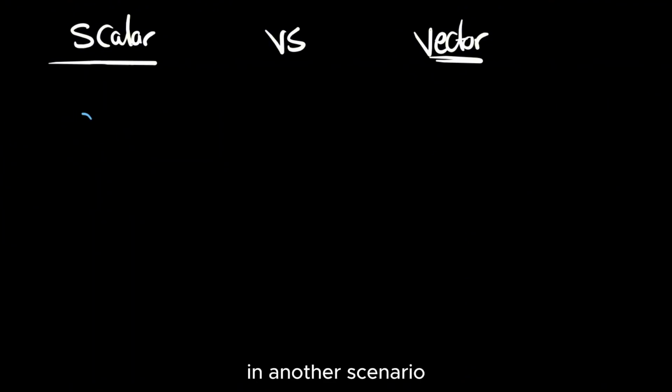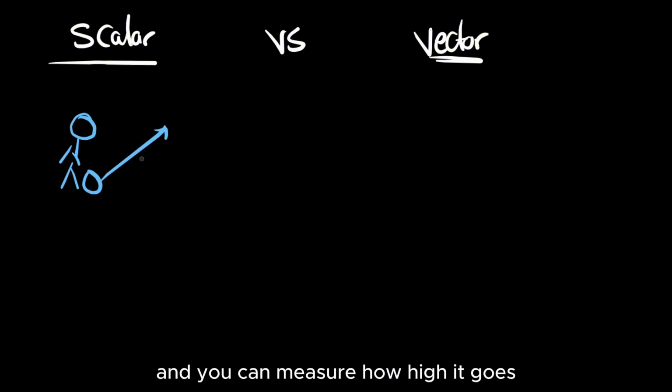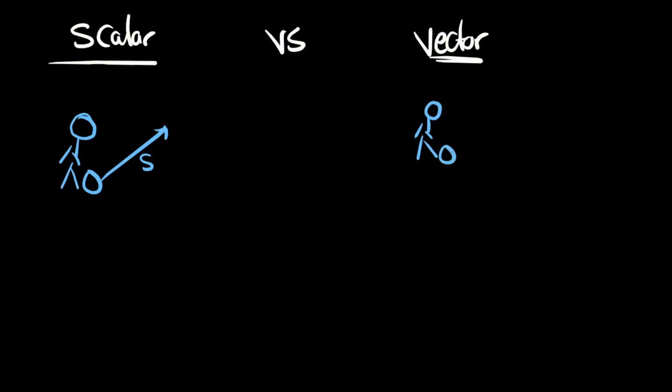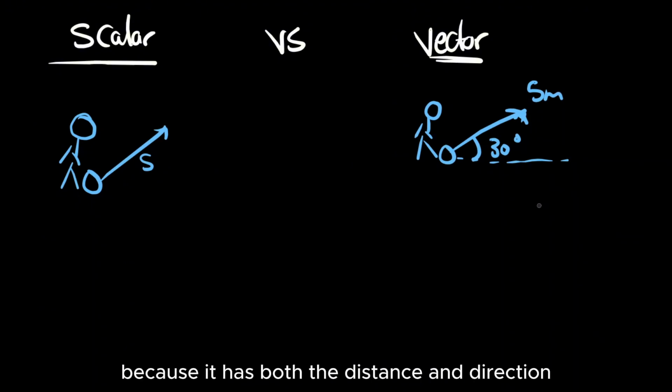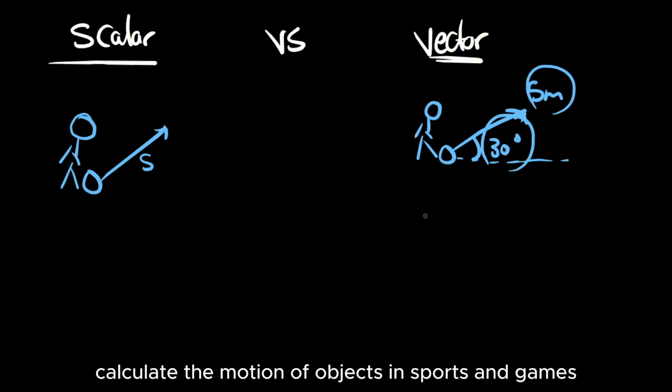In another scenario, we've got a soccer player and he kicked the ball straight up into the air. You can measure how high it goes, let's say 5 meters, and that's a scalar because it's just the height or the distance. But if you throw the ball at a specific angle, let's say 30 degrees, 5 meters into the air, you've got a vector quantity because it has both the distance and the direction. And this is how physicists calculate the motion of objects in sports and games.